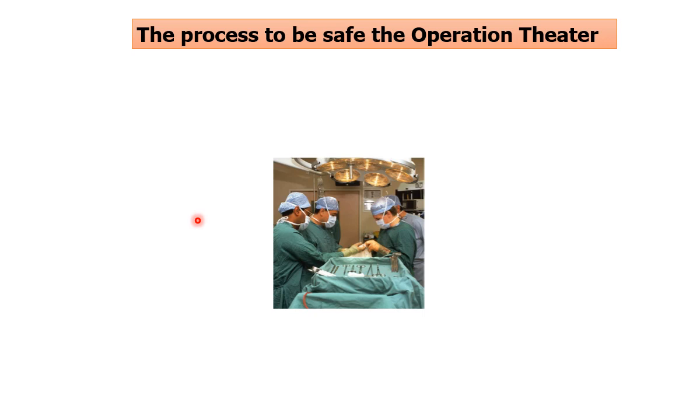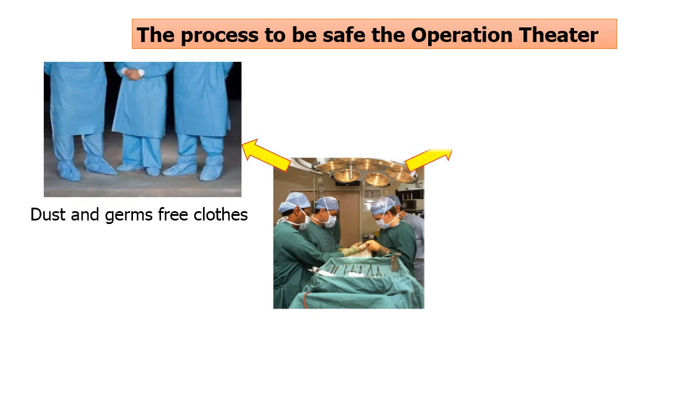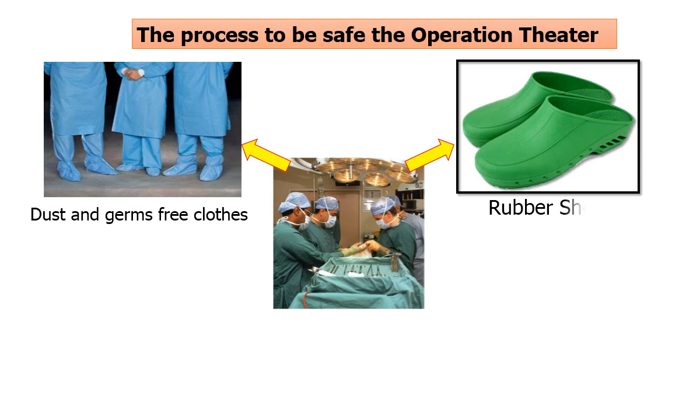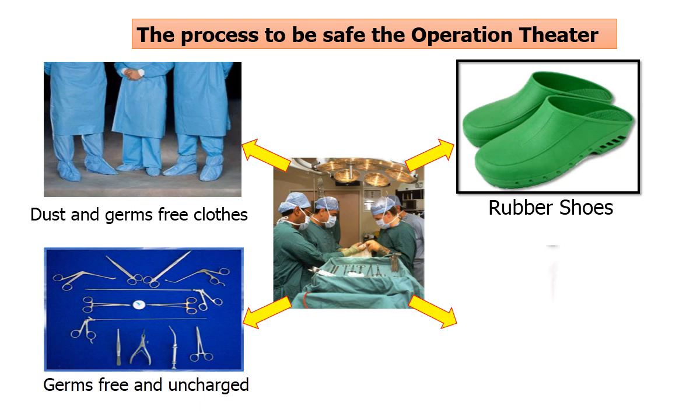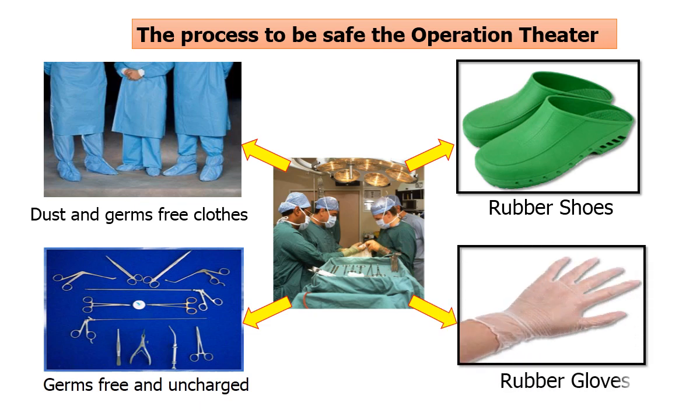The process to be safe in the operation theatre. The necessary measures have to be taken to keep the surgeons, concerned persons and the treatment equipment of the operation theatre in the hospital free from electric charges, as they attract dirt and germs. This is why they have to wear conductor shoes or rubber shoes and use rubber gloves so that the electrons can pass through them to the ground.